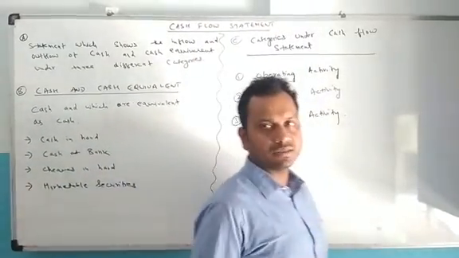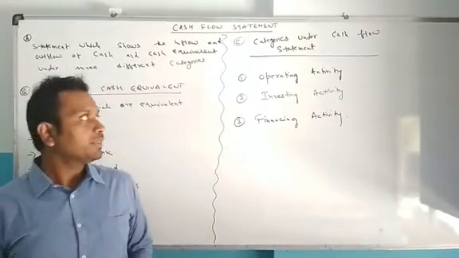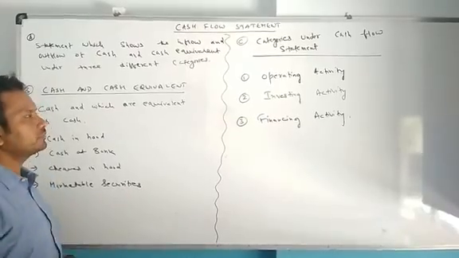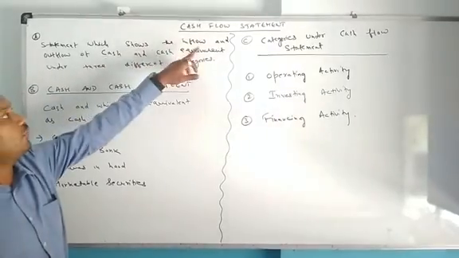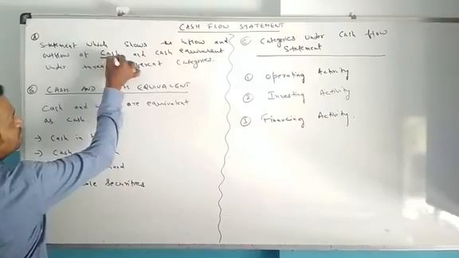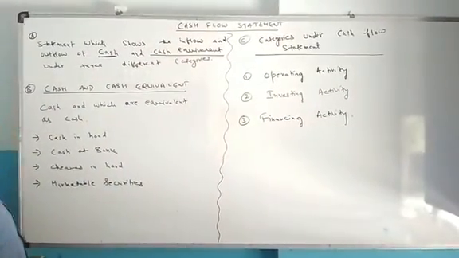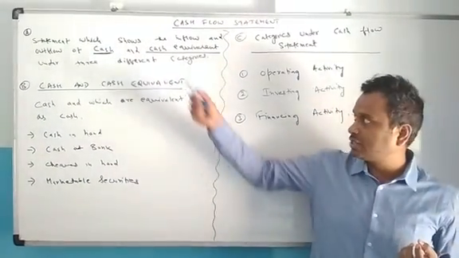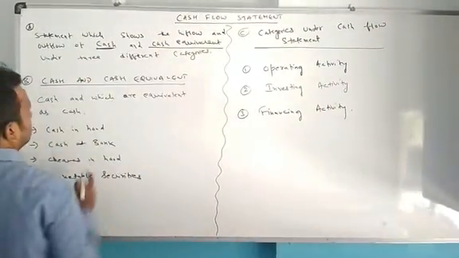Like, suppose bank reconciliation statement is a statement which is prepared on some different basis. Similarly, cash flow statement is a statement which is prepared on certain basis. We'll see that. So what is cash flow statement? It is a statement which shows the inflow and outflow of cash and cash equivalent under three different categories. So basically it shows the inflow of cash and cash equivalent and their outflow from the business under three different categories.